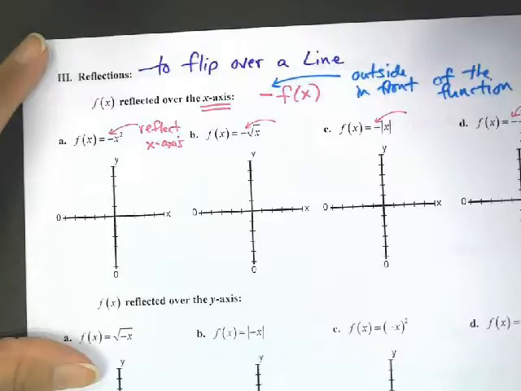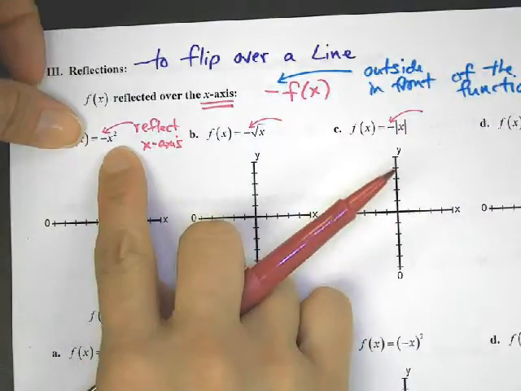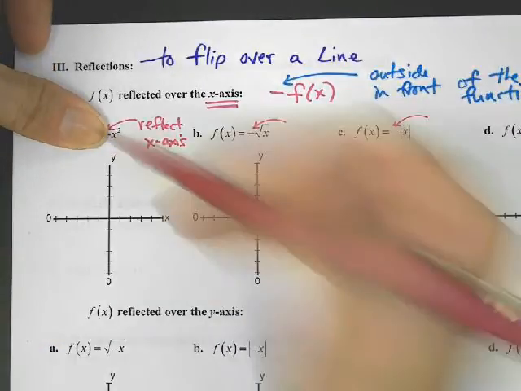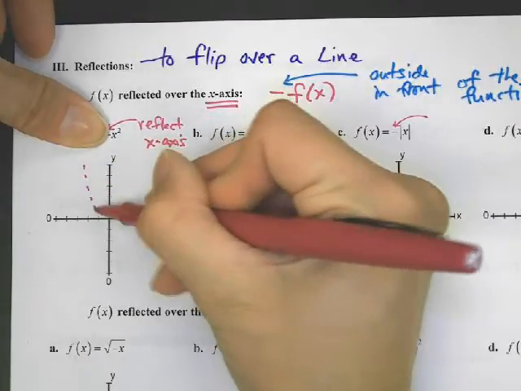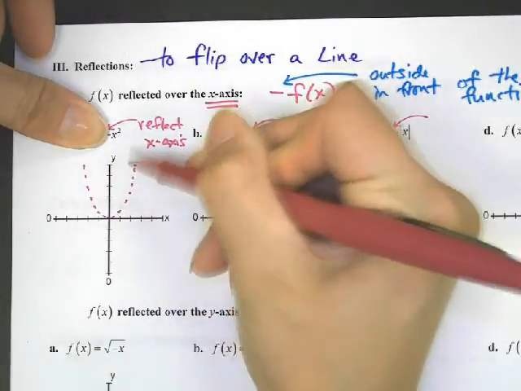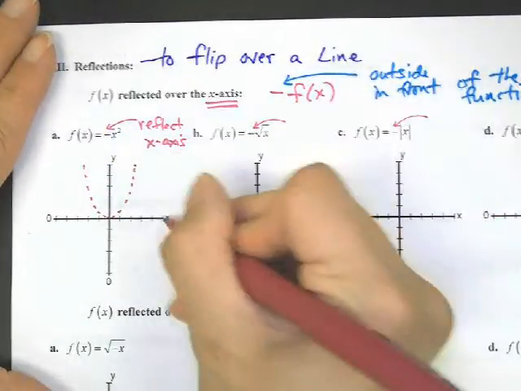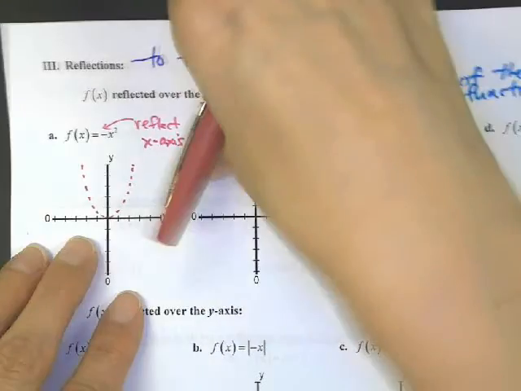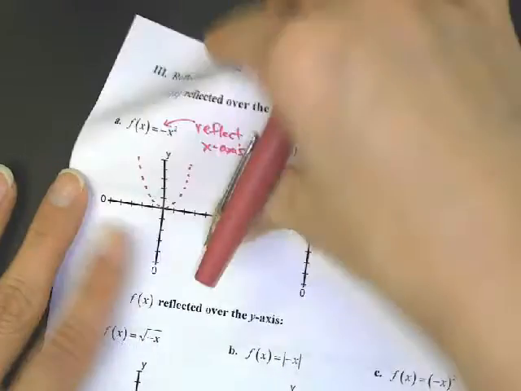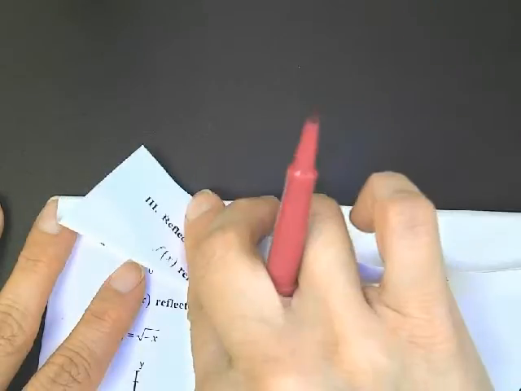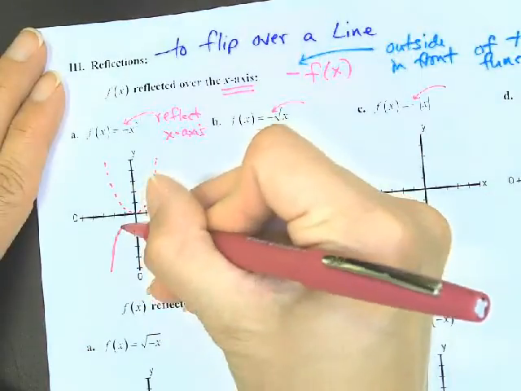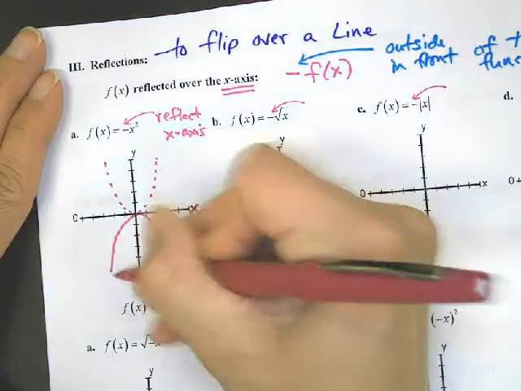So what helps people sometimes is to see a regular parabola. What does x squared look like? Well, the regular one looks like this. But I have to reflect it over the x-axis. So this parabola needs to go down there. So the parabola is now going to be opening down.